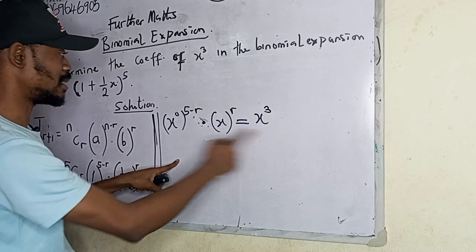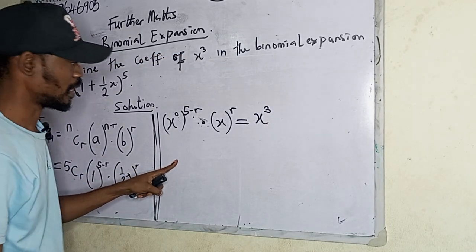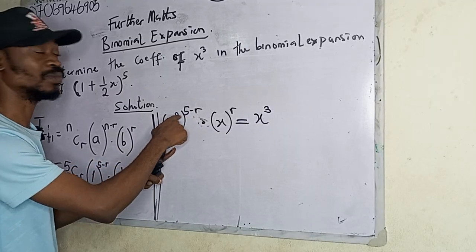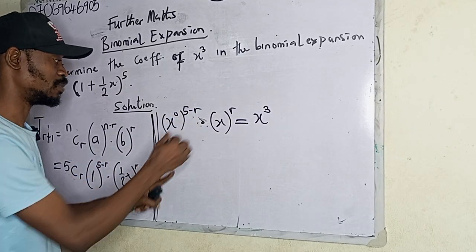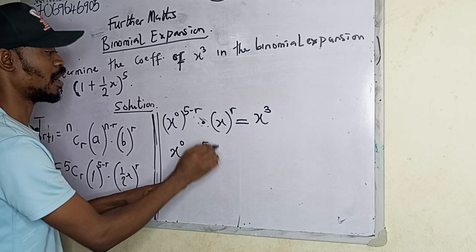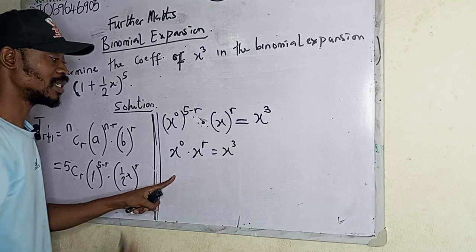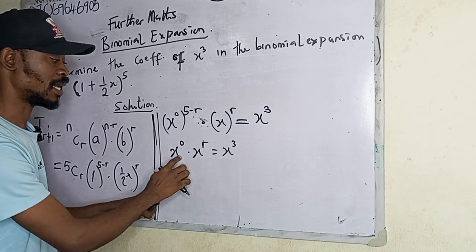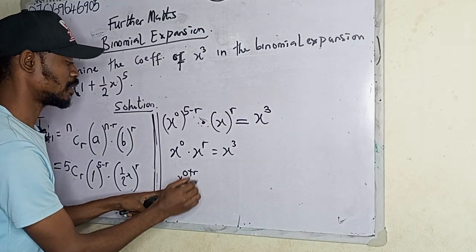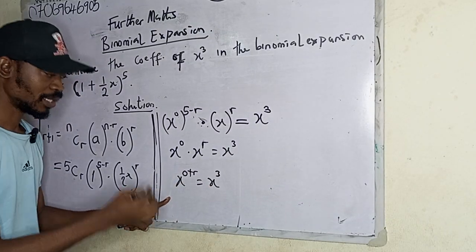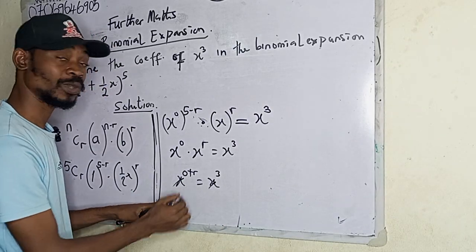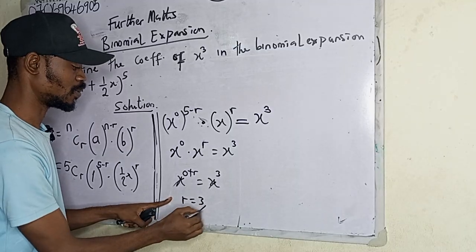So let's just use our indices and solve for r. In indices, power will multiply power, so 0 times anything is 0. So we are left with x raised to power 0 times x raised to power r equals x raised to power 3. In indices again, they have the same base and they are multiplying each other, so we take one base and add up the powers. So we have 0 plus r equals 3. When they have the same base and they are equating each other, we cancel the bases, and 0 plus r is r equals 3. So r is 3.